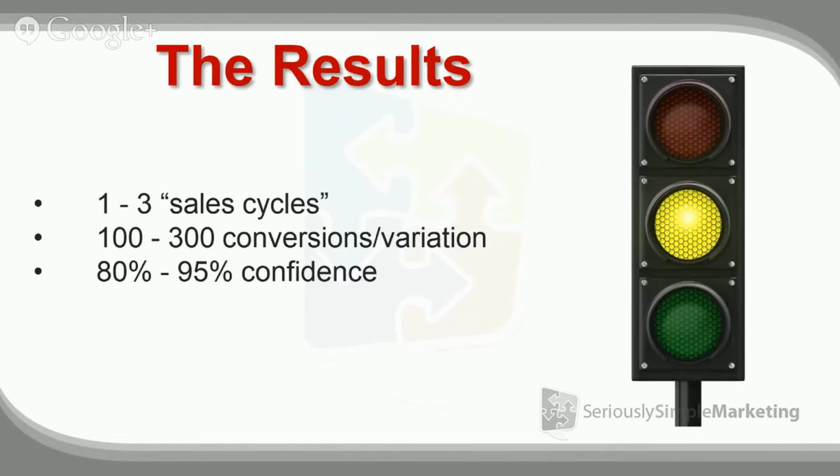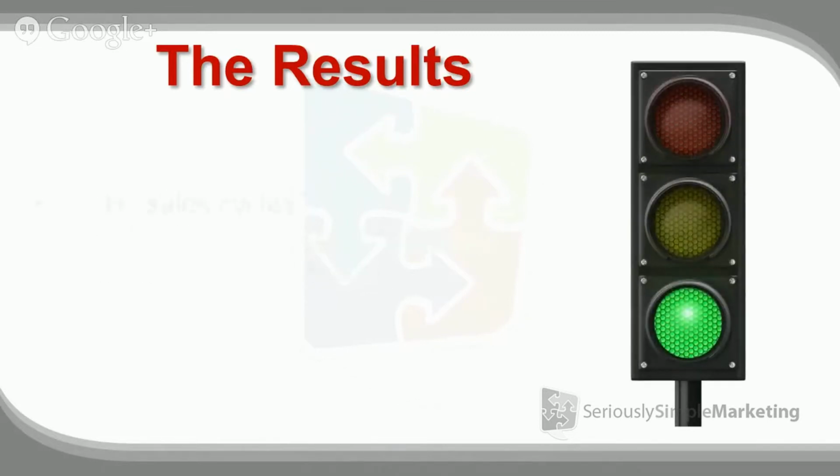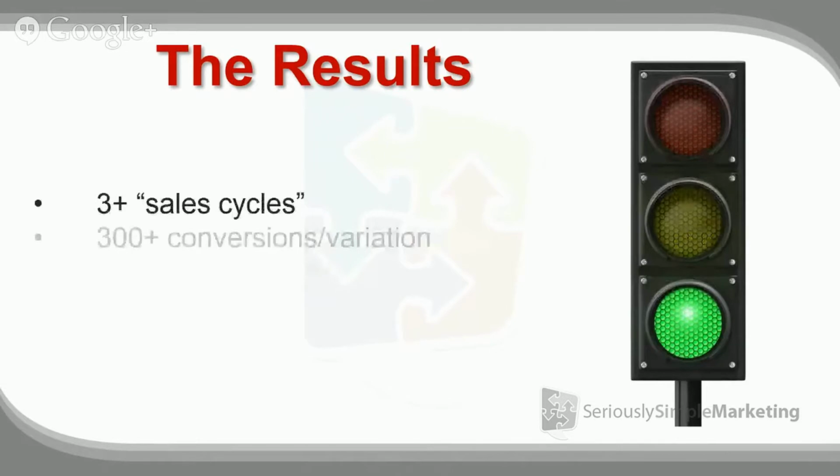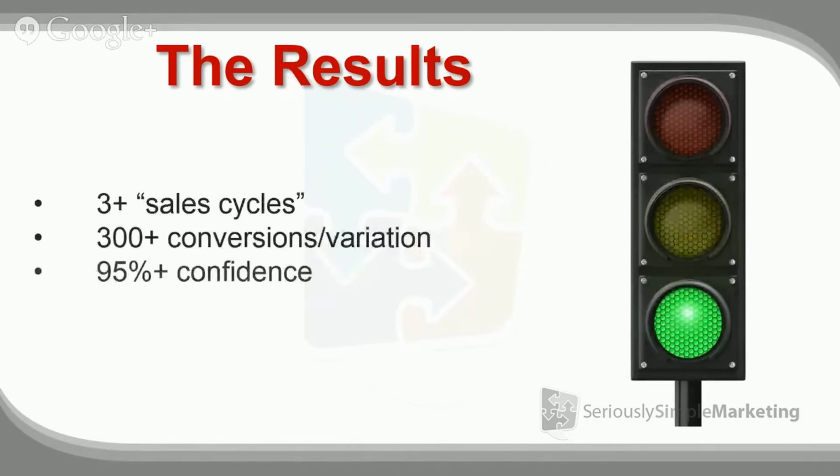I would much rather see something where at least the confidence rating was at 95% before it was a total green light. And that's kind of what we're looking for there. So let's talk about the green light. The green light would be at least 3 sales cycles, at least 300 conversions per variation, and a 95% confidence rating. Now, how likely is that? It hardly ever happens. It does happen on occasion, but it hardly ever happens, just being honest.